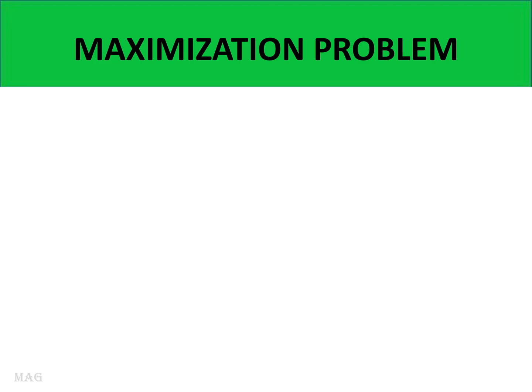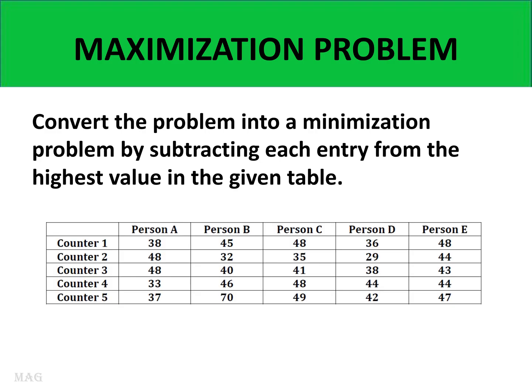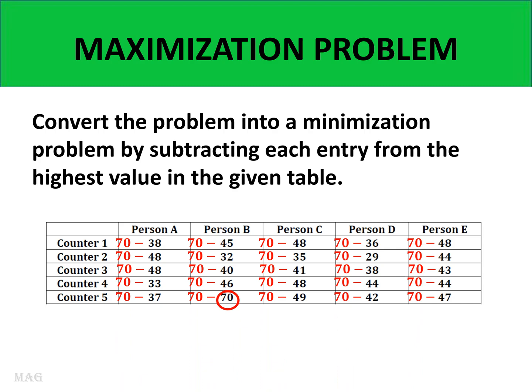The steps in solving the maximization problem are pretty similar to solving the minimization problem. We just need to add one step at the beginning. So we need to convert the problem into a minimization problem by subtracting each entry from the highest value in the given table. The highest value is 70, so each entry will be subtracted from 70.